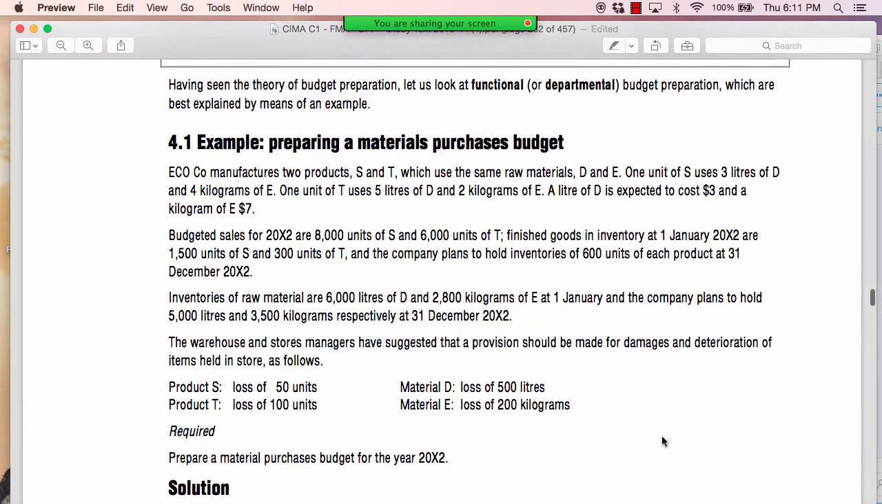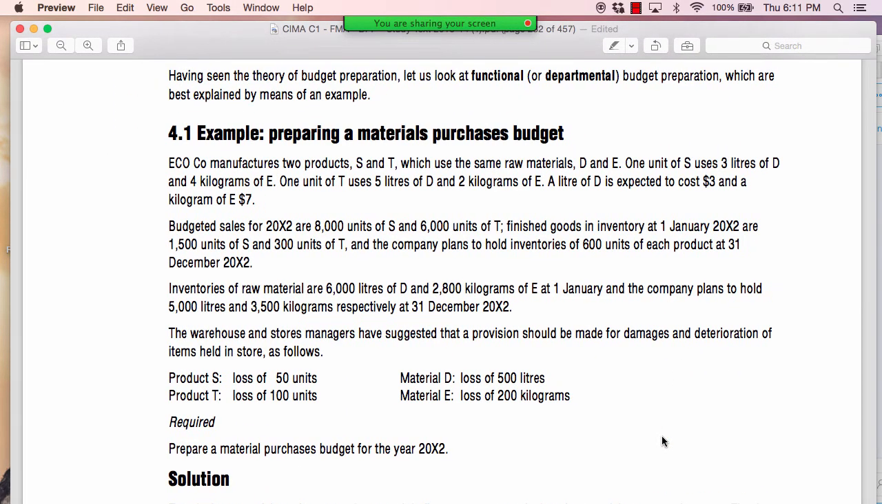And that is the holistic view of the budget, the overall budget, the company budget, right? You will prepare the separate budgets, but then you need to bring this whole thing together, right? Now, if you look at this one, preparing a material purchasing budget, right? It's giving an explanation, right? The number of materials used, budgeted sales for 20x2 are 8,000 units of S and 6,000 of T. And they're giving you finished goods in inventory is so much. Right? And now how would you plan this?